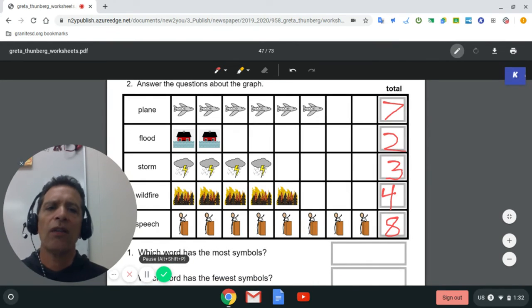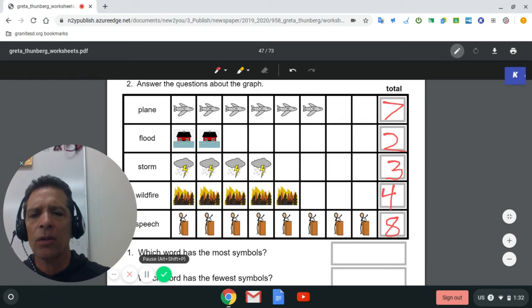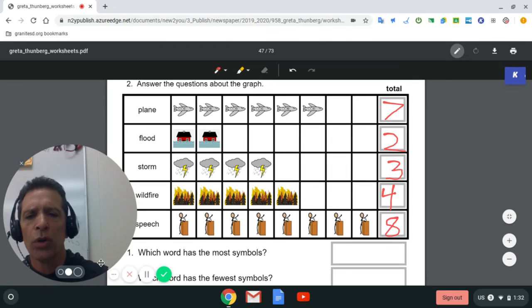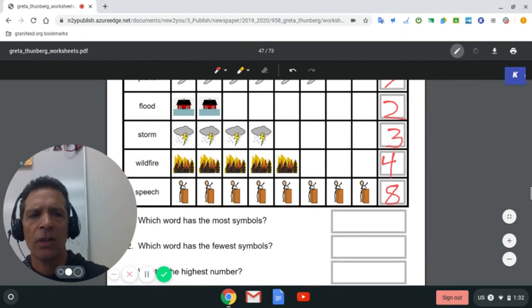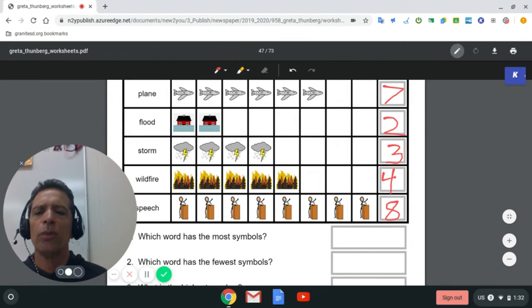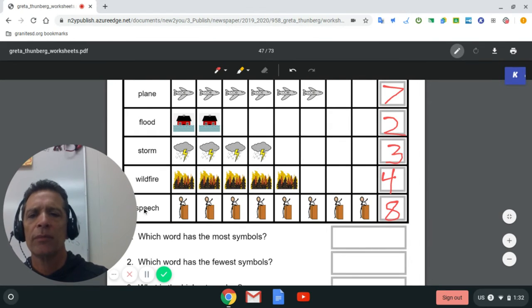Okay, you guys should have them all counted. If you didn't, there's the answers. Okay, let's go to question number 1. Which word has the most symbols? Symbols means picture. Well, the most is going to be this one. The word is what? Speech. So you're going to write speech here.